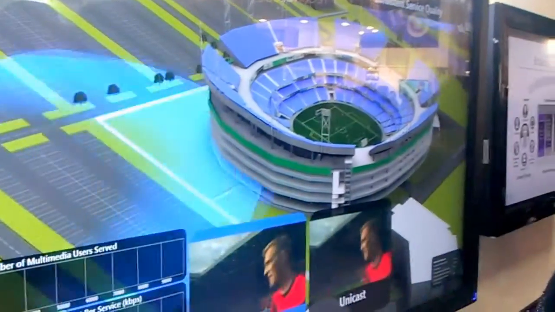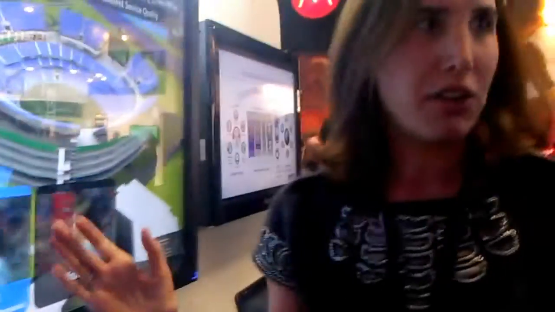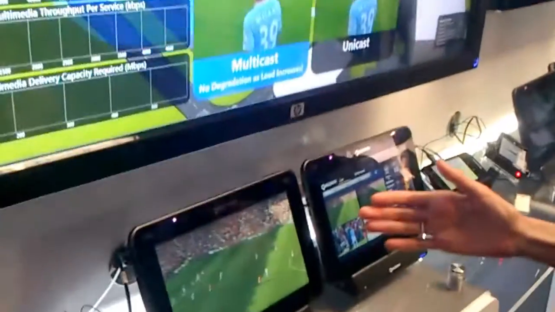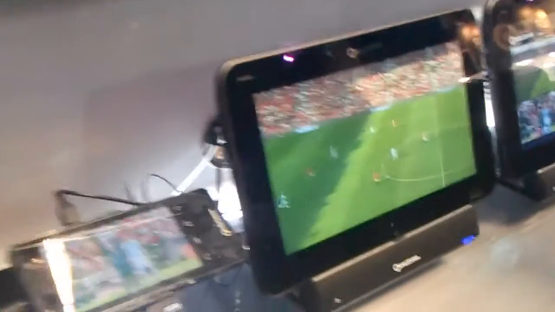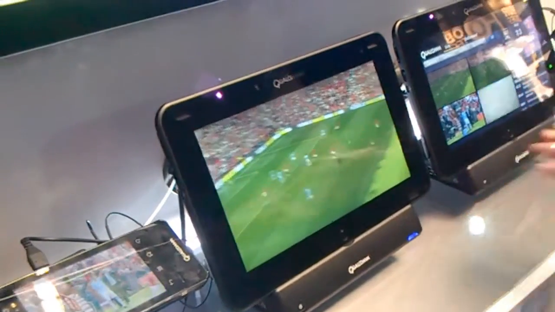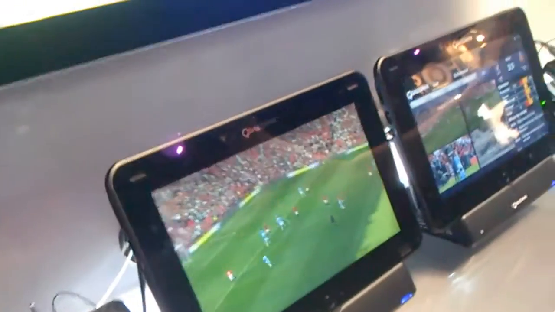Example of how LTE broadcast for football can be used. So what we're showing here is essentially an example of MWC live OTA, over the air. This is running on our base station, a Qualcomm base station, and this is running on an Ericsson base station over on this side.